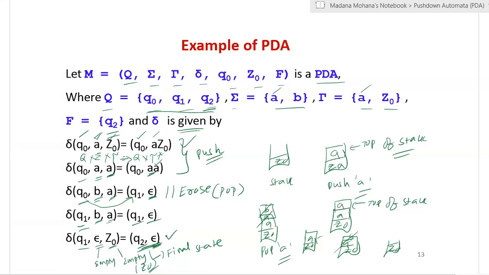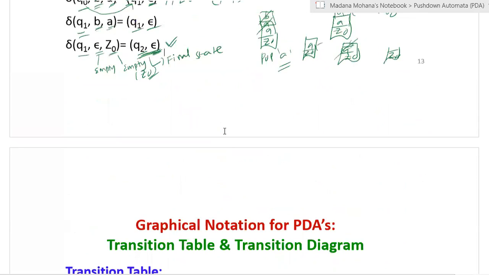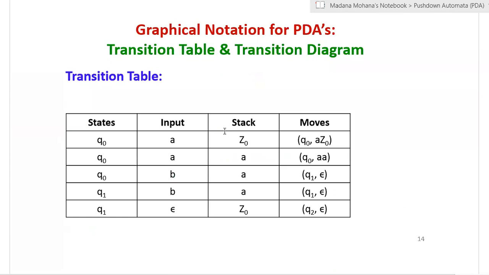This last step is common for all problems. For any language for which you are constructing a pushdown automaton, the last step is called the acceptance step. So this is the example of a PDA, its representation using the stack, and the meaning of the transition function. Now, similar to a finite automaton, the pushdown automaton can also be represented graphically using the same concepts, a transition table and a transition diagram. The concept is the same, but the representation is somewhat different.